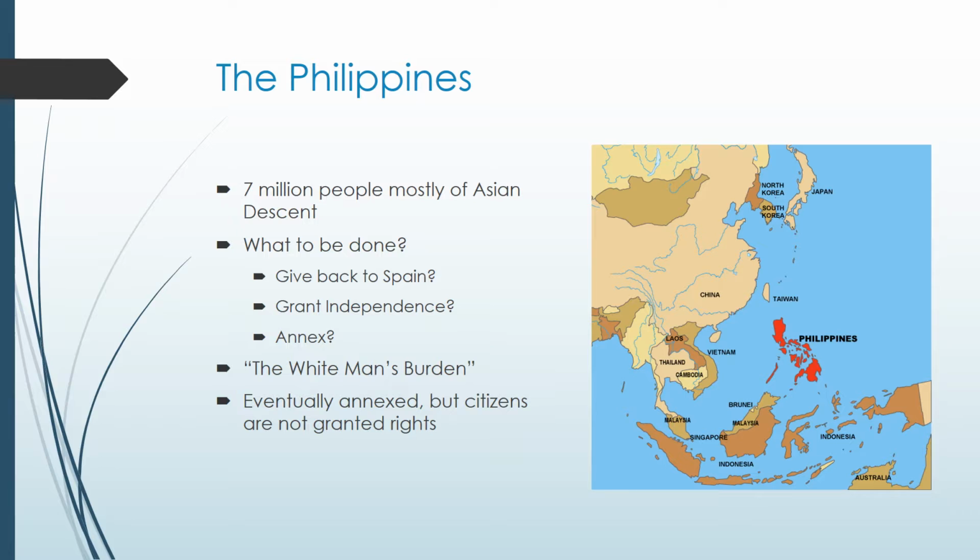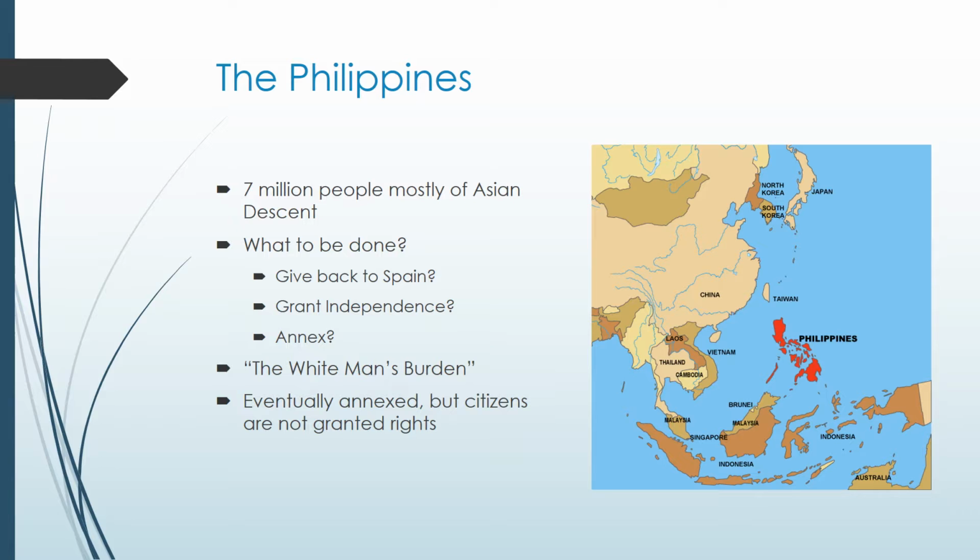The Philippines is probably the biggest territory. It definitely is the biggest territory taken over in the Spanish-American War. And you can see it on the map there. It's those red islands. It's a pretty big country. There's more land there than there is in the British Isles. And 7 million people live there, most of them of Asian descent. And the United States at first isn't really sure what to do about it. Some people say that it should be given back to Spain. Other people say that it should be given its independence. And other people demand that it be annexed and that it get taken over.